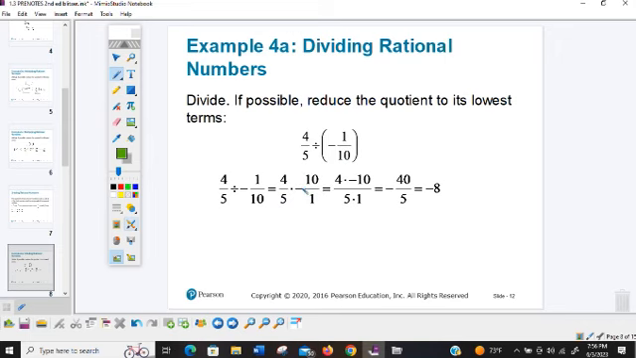Now we multiply. 4 times negative 10 is negative 40. 5 times 1 is 5. 5 goes into both of these. Actually, 5 goes into 40 evenly. So you end up with negative 8 with no remainder.